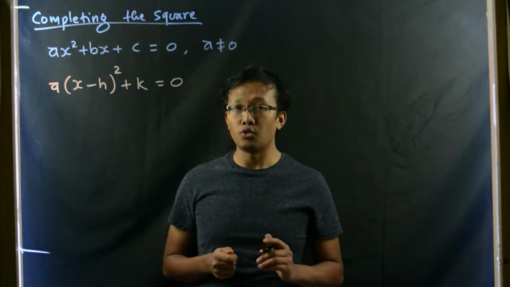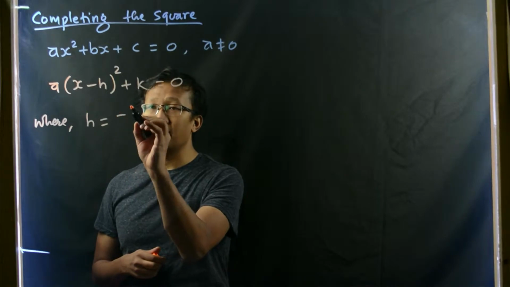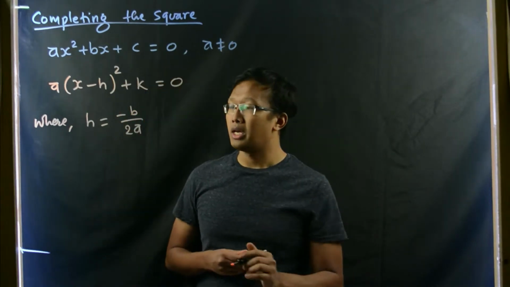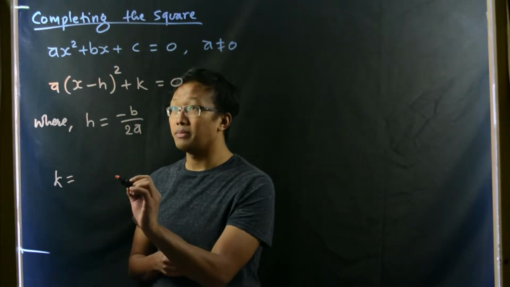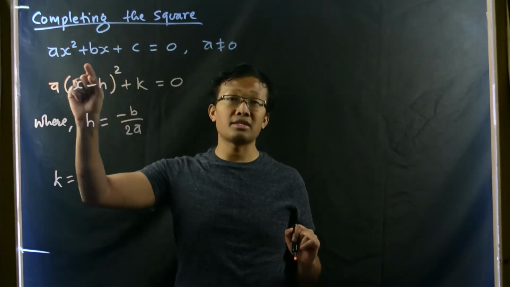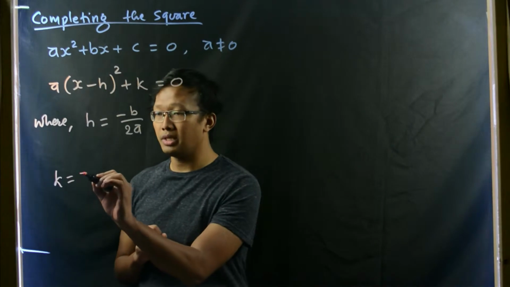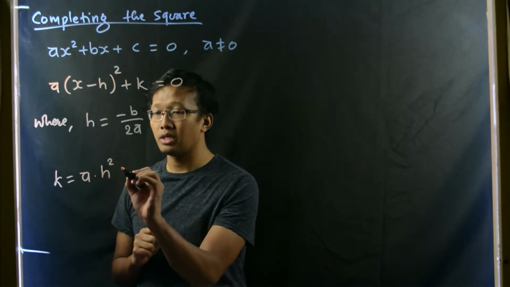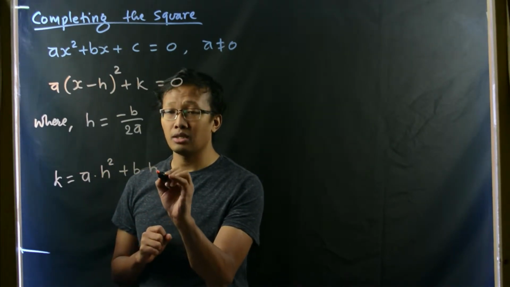To find the solution of x, h is negative b over 2a, and k is found by plugging this value of h into the left hand side of the equation, which is simply a times h square plus b times h plus c.